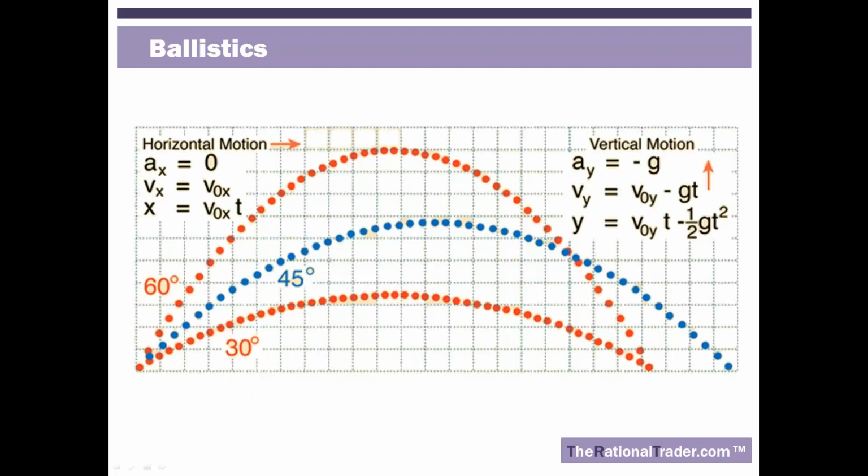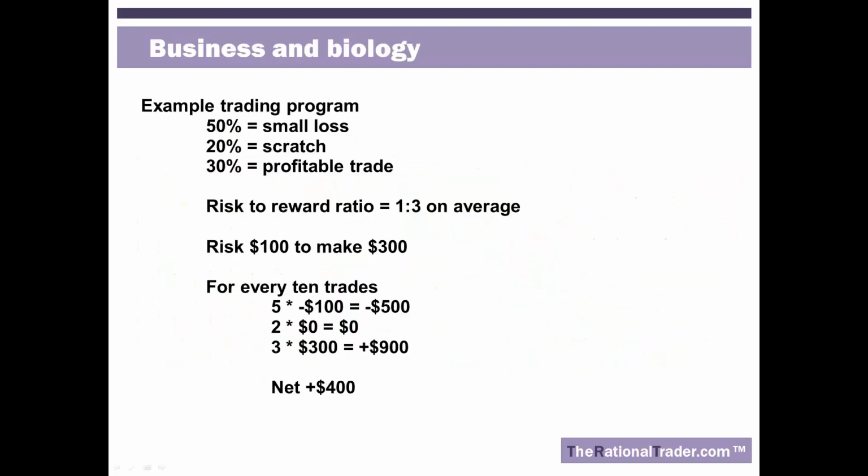So let's examine now how that affects us as traders, okay? Here's an example trading program with the parameters of a trading program. Let's say you've got a method where 50% of the time you take a loss. Has to be a small loss or nothing works. 20% of the time you're going to scratch, and 30% of the time you're going to execute a profitable trade. Your risk to reward ratio is on average 1-3. So you're going to risk 100 to make 300, all right?